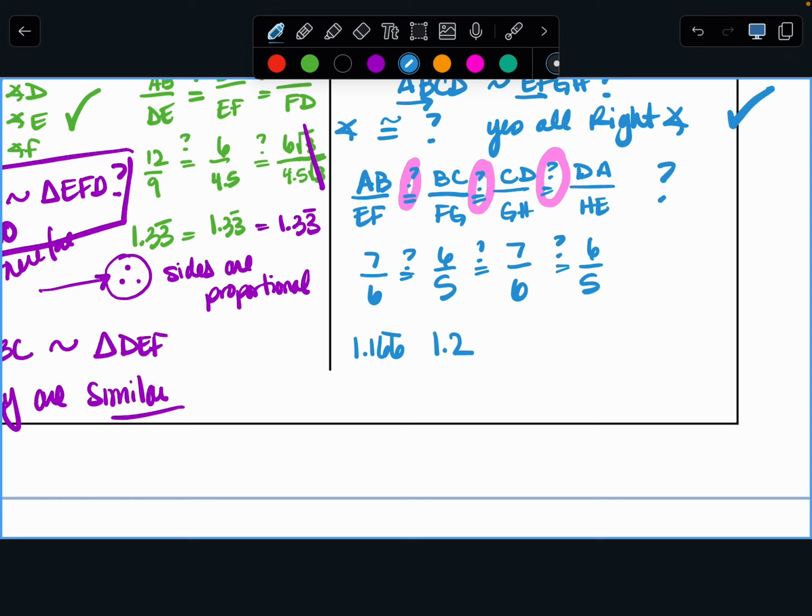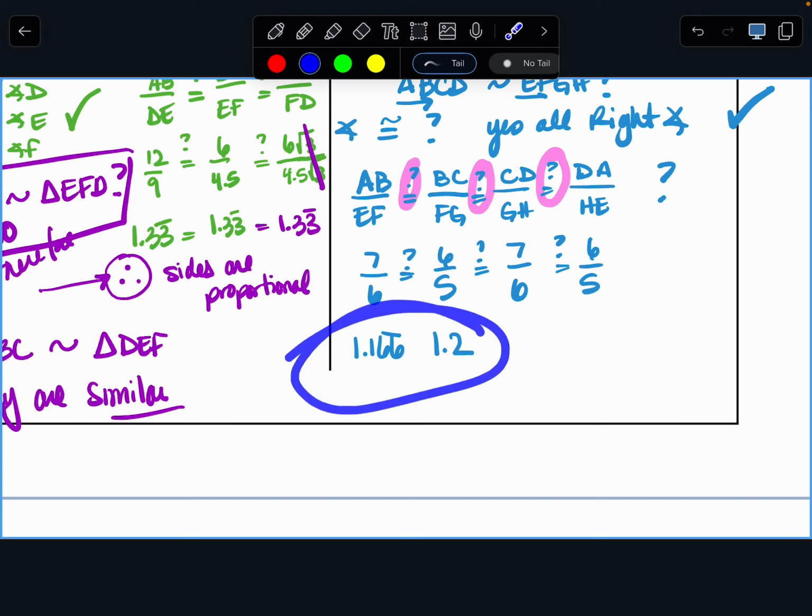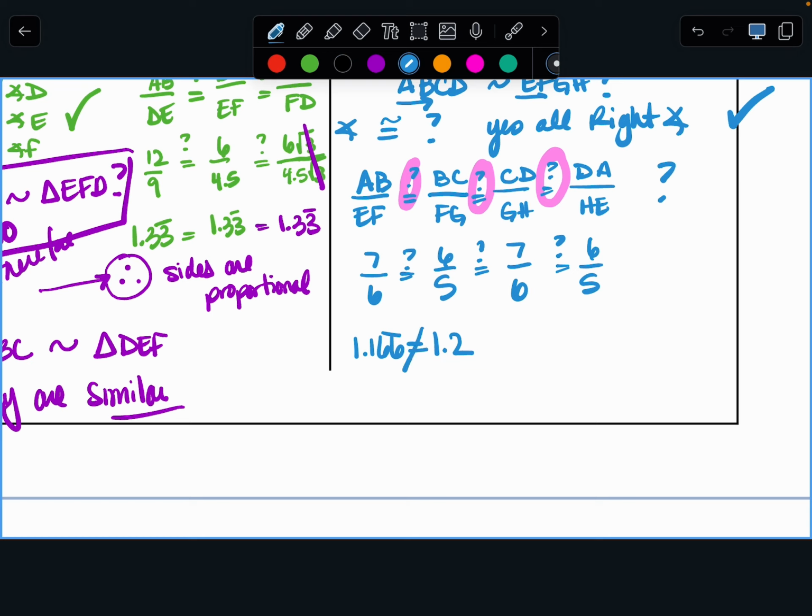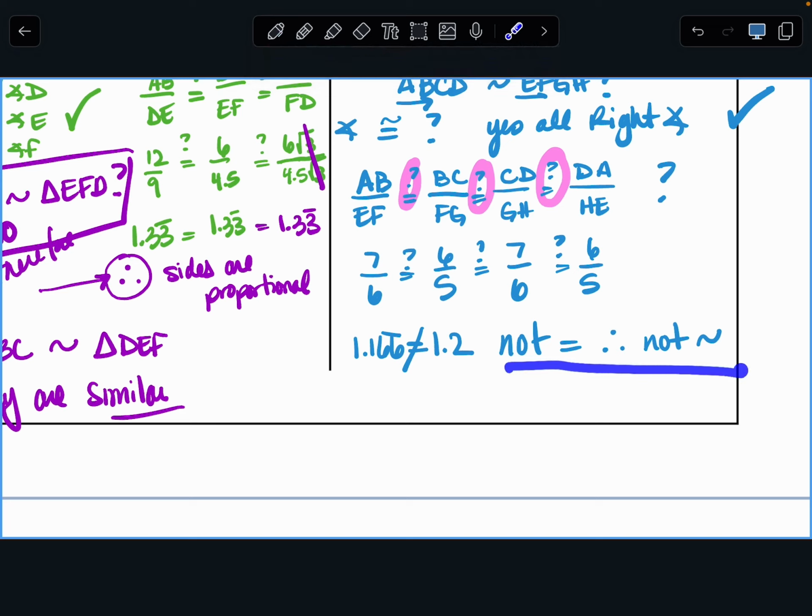Now, if we were rounding, this would become 1.2. The 6 makes the 1 go up, but we're not rounding. We're looking for exactness. Are those the same thing? They're almost the same, but are they the same? They are not. So this sentence right here, math sentence, says not equal, therefore not similar, because the proportion is not the same, they are not similar.